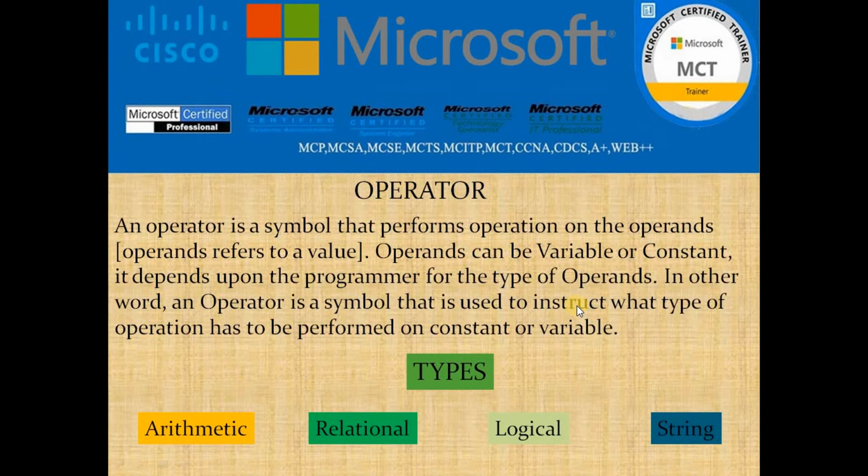Now when we talk about the definition of operator, operators are signs or symbols that perform operations on the operands. Here it might be a new word that you are going through: operand. Operand means simply a value. That means operators are signs or symbols that perform certain operations, certain tasks, on operands. Now these operands can be variables or constants.